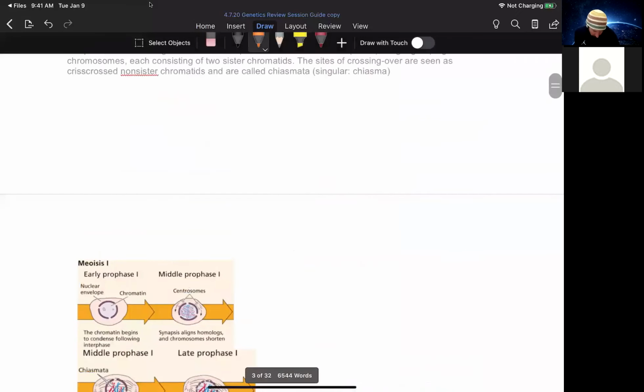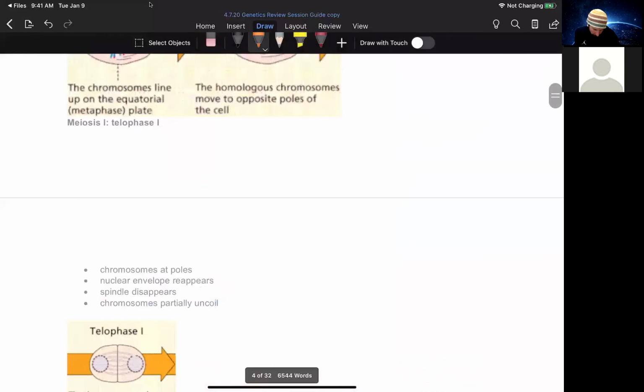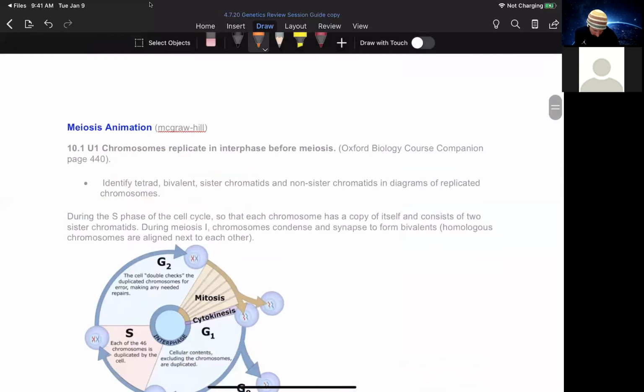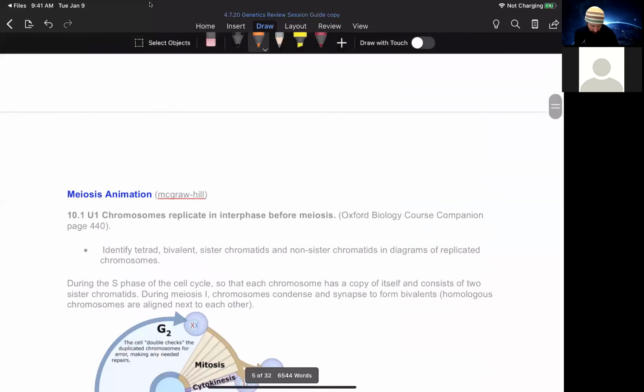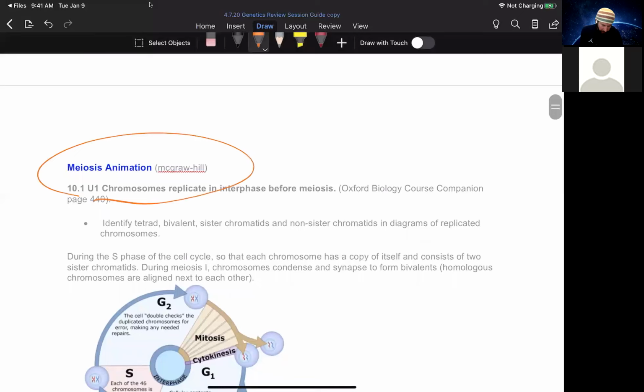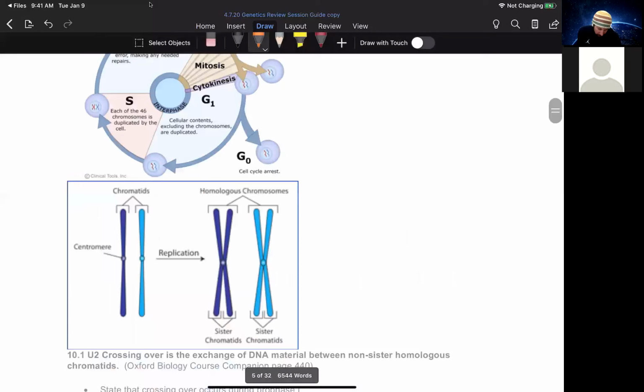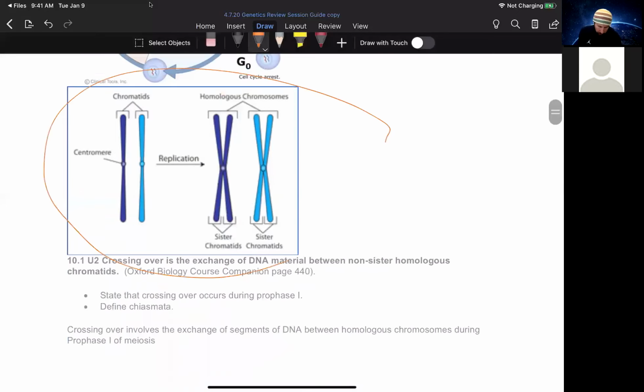I put in the chapter 3 material first, but if I was you, I'd just skim over that, because then I have the chapter 10 material down here. I've got an animation here that's good for you to watch. The chapter 10 material is basically the same. It goes into a little more detail on the difference between chromatids, homologous chromosomes, sister chromatids, and centromeres. Those are tough terms, so I'd go back and review them.